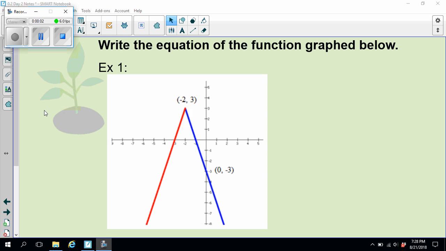So here are section 2, day 2 notes. This is example number 1. So we are going to write the equation of the function graph below. Notice we are going to write the absolute value equation.